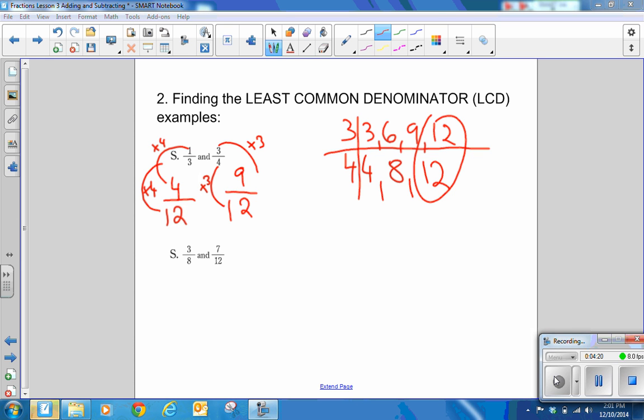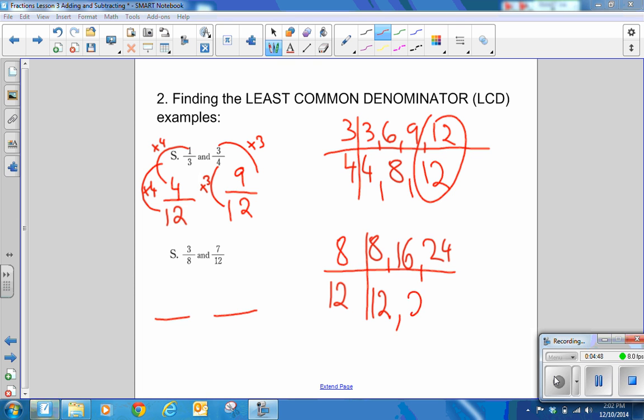Now let's try to do the second one. What's the common denominator of 8 and 12? Again, if you're not sure, if you can't guess by just looking at them, you can always try to write the first few multiples of each number. So let's say 8 times 1 is 8, 8 times 2 is 16, 8 times 3 is 24. 12 times 1 is 12, 12 times 2 is 24. There. I have 24 as their least common multiple.